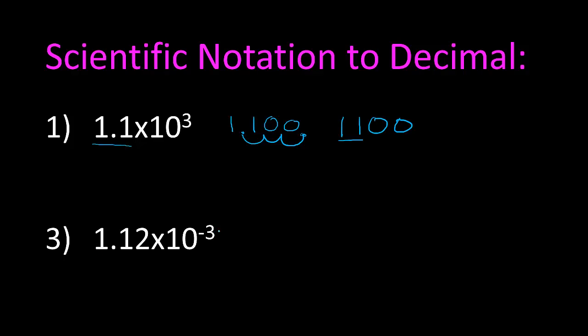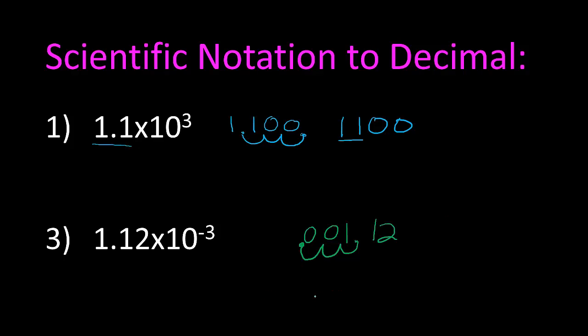1.12 times 10 to the -3rd. Okay, guys, let's look at this one, number 3. The exponent is a negative number. That means that this number right here needs to become smaller when we convert it to decimal form. So I'm going to rewrite this so we have some room. Times 10 to the -3. So I'm going to take this decimal and move it to the left because it needs to become smaller. That's 1, 2, 3. Here's our new decimal place. Now we need to fill in our empty spaces with zeros.